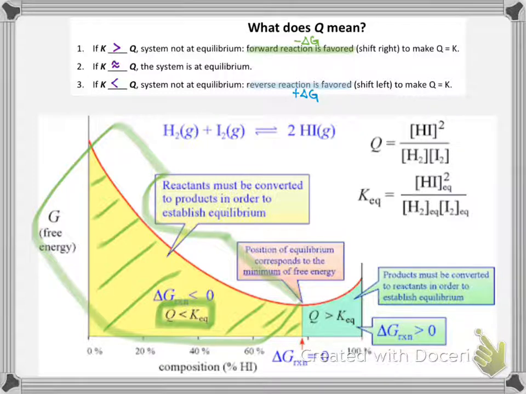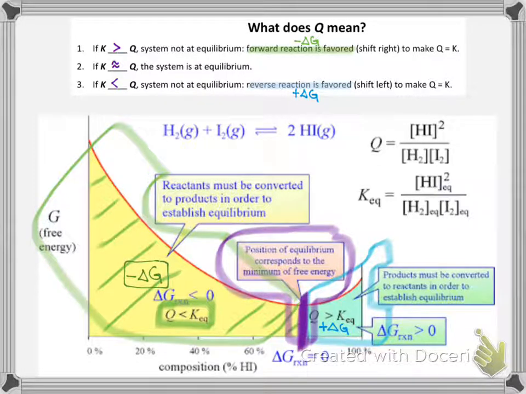So if you have a Q value less than K, or K greater than Q, that means your delta G value is negative. It is a spontaneous reaction under those conditions. But if it's the other way around, under these conditions, the reverse reaction is favored. You need to make more reactants, which means you're not going to spontaneously make products, which means it's thermodynamically unfavorable.